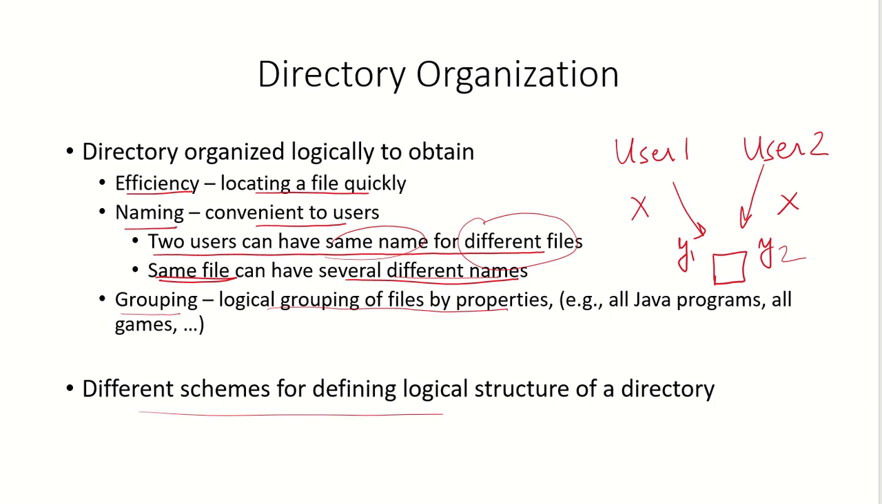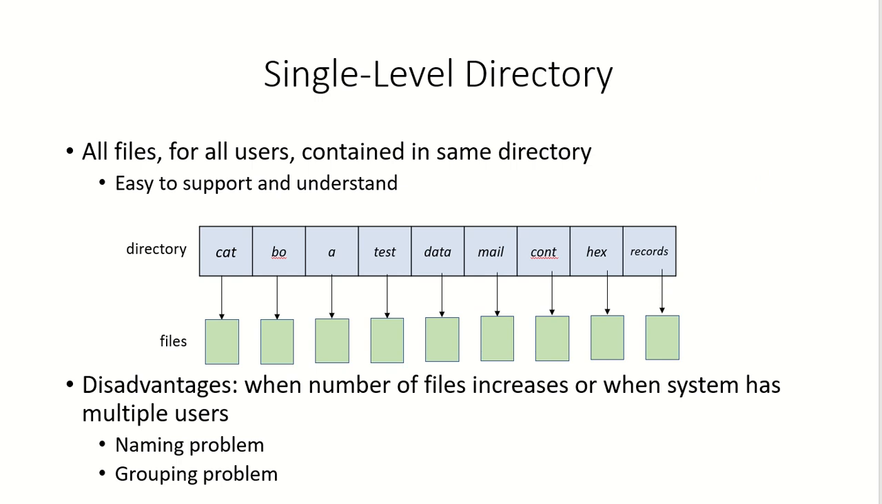There are different schemes for defining the logical structure of a directory. Now we are going to take a look at the different structures of directory. The first and the simplest one is the single level directory. Here all the files for all the users are contained in the same directory. So this is the directory. You can think of the directory as a folder.